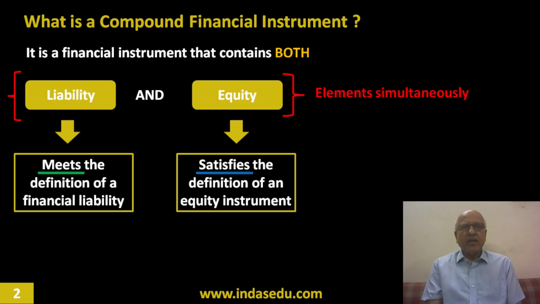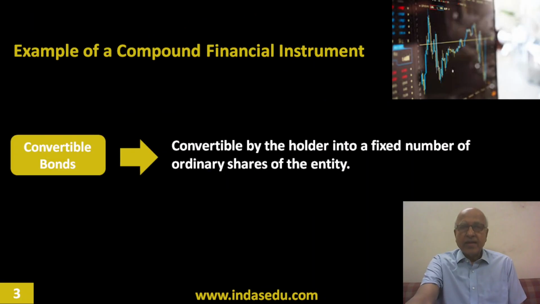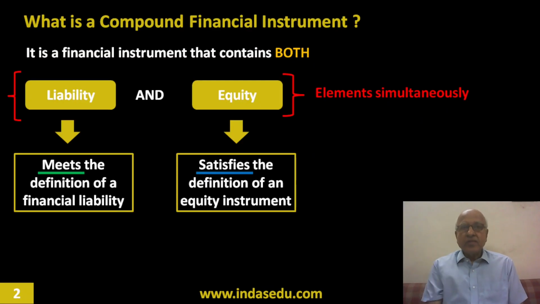The liability meets the definition of a financial liability. Out of the initial carrying amount, we work out the present value of the ultimate obligation. That is deducted from the opening carrying amount. The remaining part is the equity, that satisfies the definition of an equity instrument. This is actually the value of the conversion. So there is no question of any profit and loss.